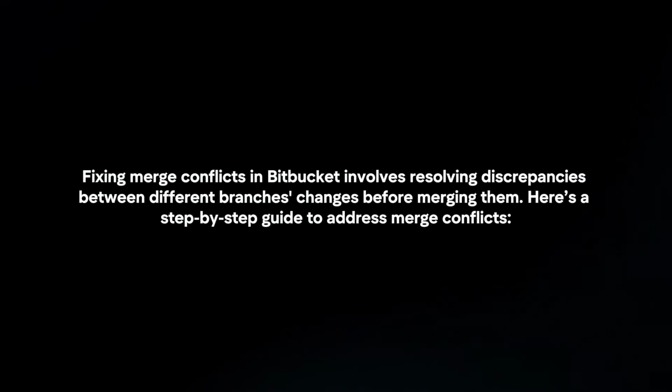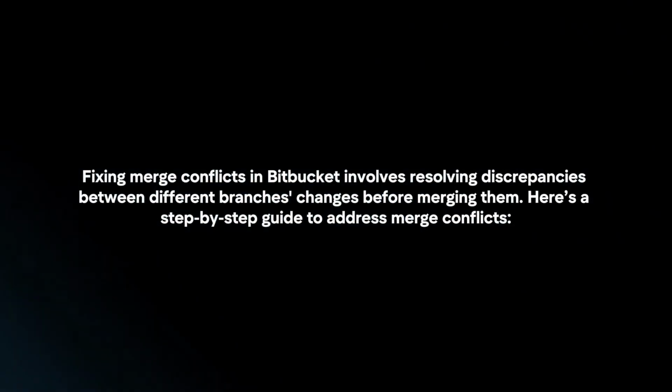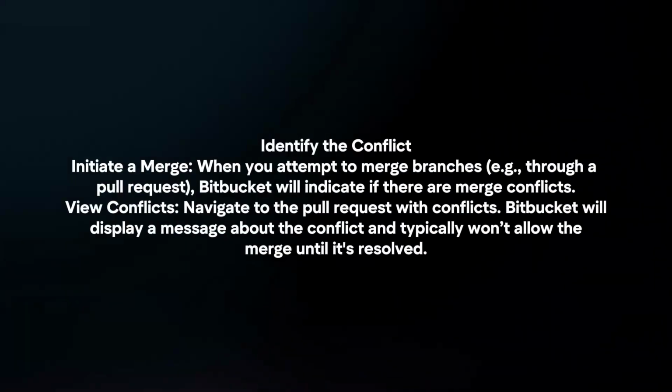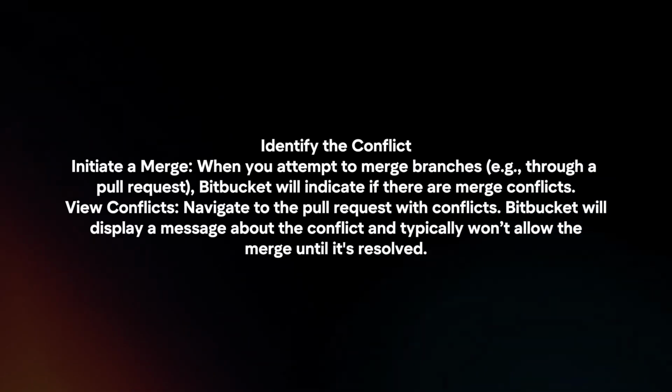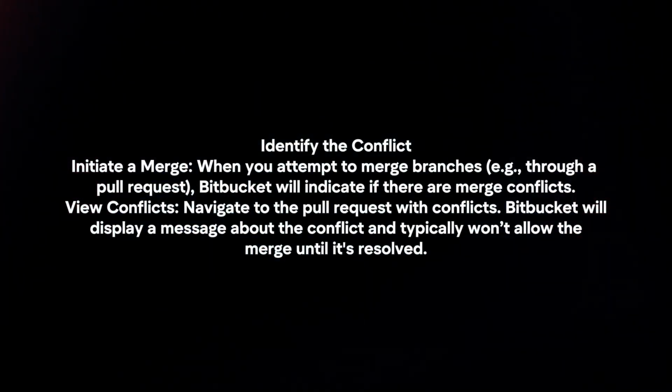Fixing merge conflicts in Bitbucket involves resolving discrepancies between different branches' changes before merging them. Here's a step-by-step guide to address merge conflicts. Identify the conflict. Initiate a merge. When you attempt to merge branches, Bitbucket will indicate if there are merge conflicts.